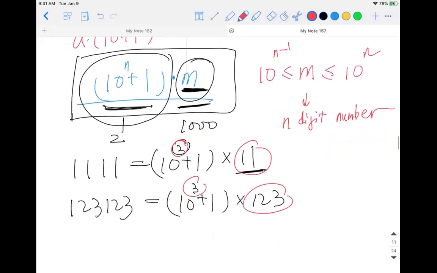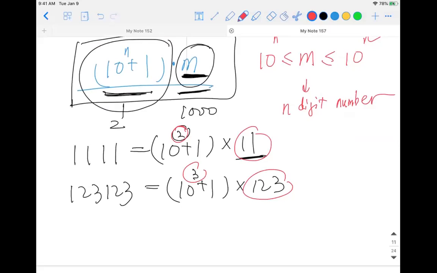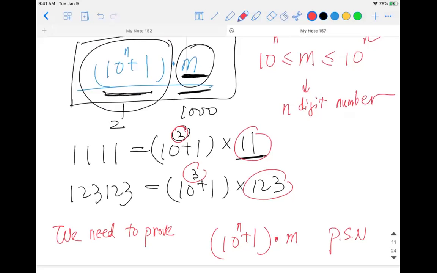Okay. If all good, our goal is we need to prove 10 to the power of n plus 1 times m is going to be a perfect square number. This is a perfect square number.